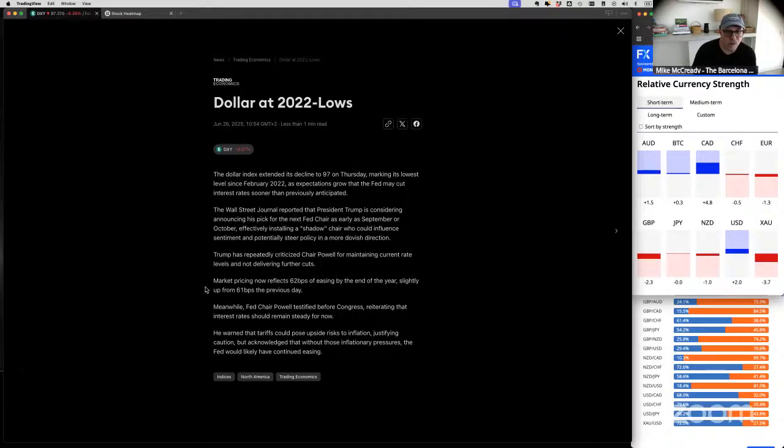Trump has repeatedly criticized Chair Powell for maintaining current rate levels and not delivering further cuts. Market pricing now reflects 62 basis points of easing by the end of the year, slightly up from 61 basis points the previous day. Meanwhile, Fed Chair Powell testified before Congress, reiterating that interest rates should remain steady for now. He warned that tariffs could pose upside risks to inflation, justifying caution, but acknowledged that without those inflationary pressures, the Fed would likely have continued easing.